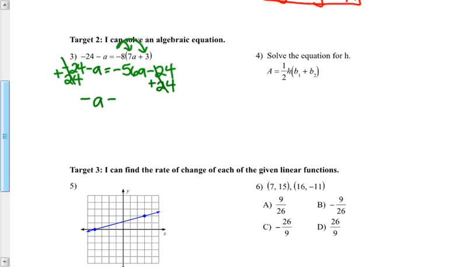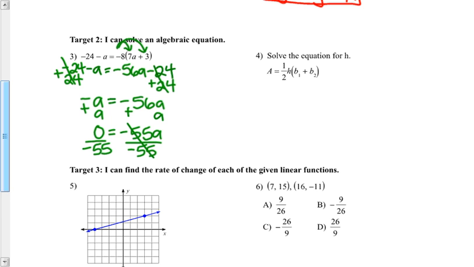So now I have a -a minus 56a. And I have to get all the a's on one side, so I'm going to add this a over. This gives me 0 equals -55a. And I know it's tempting to say that this is no solution, but we can continue to solve. To get rid of that -55, we have to divide by -55 on both sides. In this case, 0 divided by -55 is actually just 0. So our answer is 0. This is not no solution.